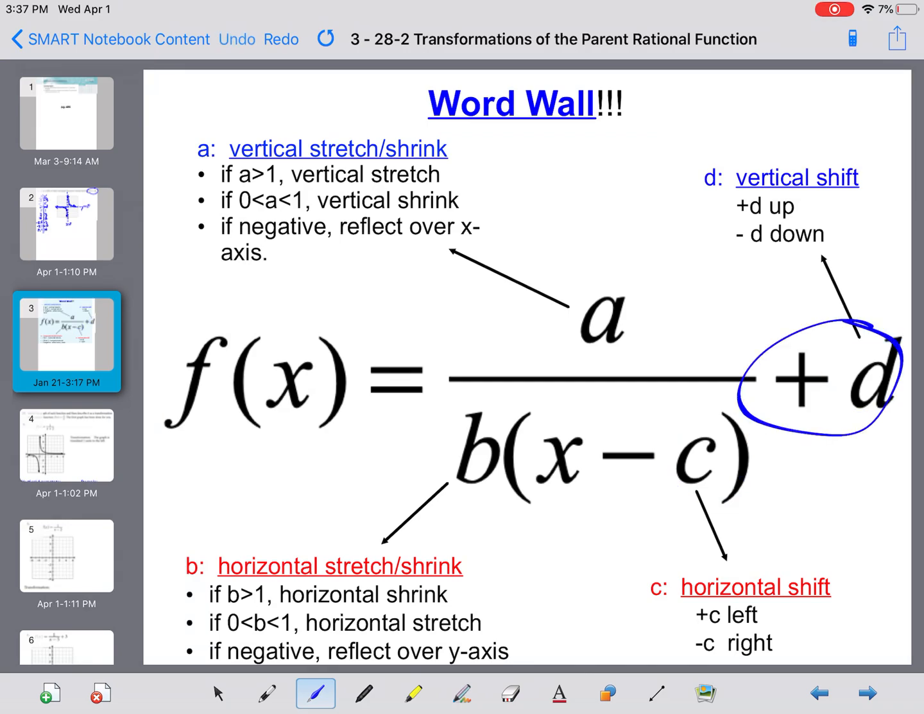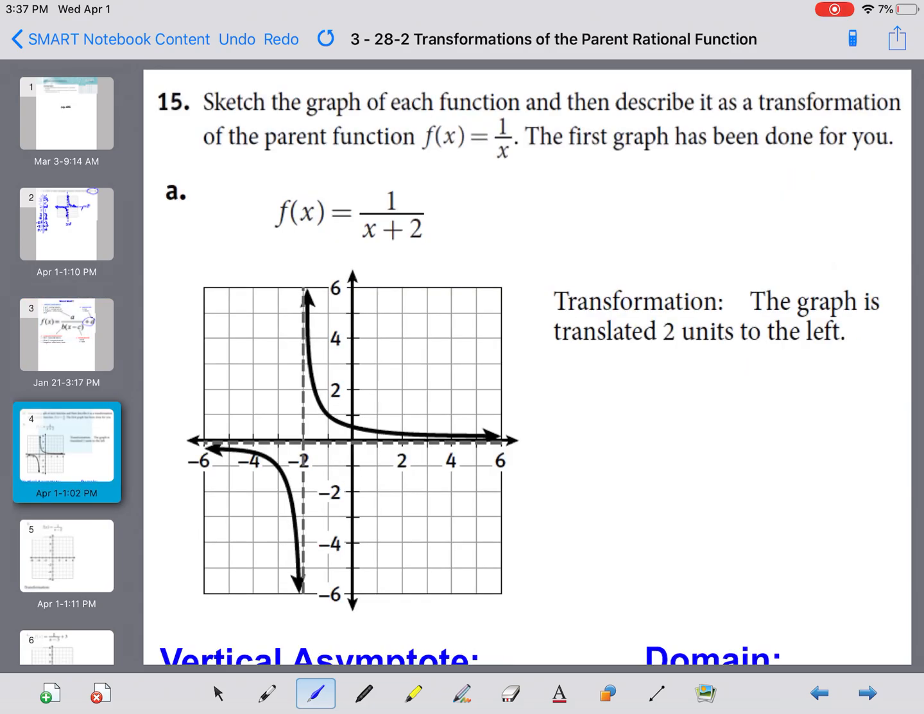Positives go left, negatives go right for that c. Okay, so let me show you what I mean. This is in your book. It's already done for you, but it's 15a.